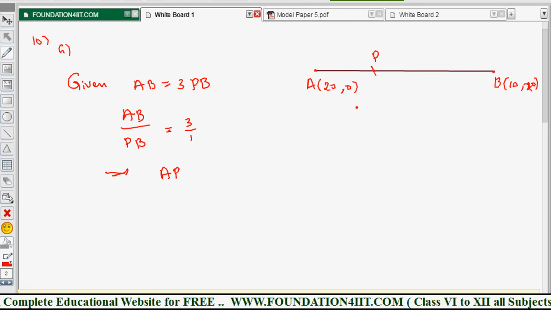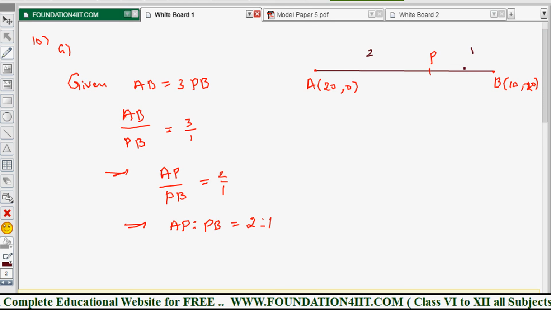Then take point P near to this because it's only 1 time. AB is 3 times, PB is 1 time. So this must be 2. Then AP by PB is equal to 2 by 1. So AP is to PB is equal to 2:1 is the ratio, right? It's simple. Now this is the 2 and it is 1.